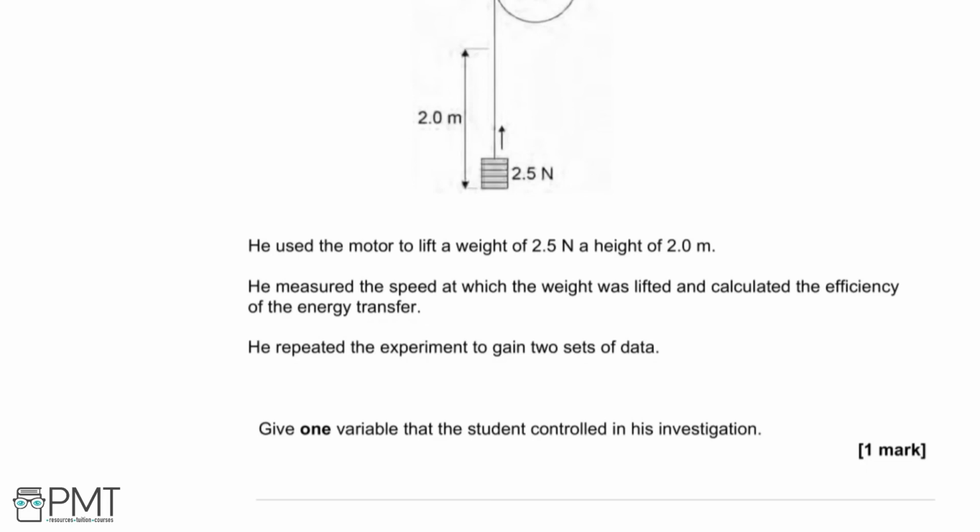Give one variable that the student controlled in his investigation. So controlled means kept constant. So we need to find which variables were the same every time. This sentence says he used the motor to lift a weight of 2.5 newtons, a height of 2 meters. So that means every time he did the experiment, he used a weight of 2.5 newtons and a height of 2 meters. So weight and height are both control variables. You only need to write one of these to get full marks.